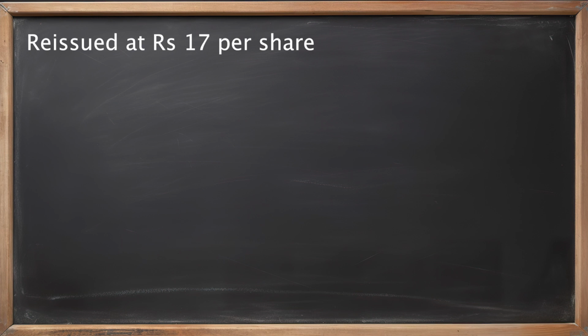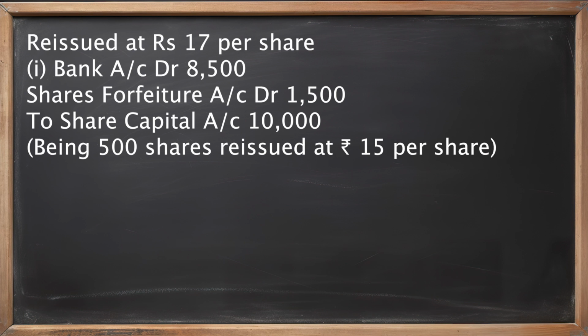It may be noted that whenever the total amount on a share is called up by the company, then the called up amount is equal to the face value or the nominal value of the shares, like in this case. The next entry, which is half of the shares, that is 500 shares reissued at the rate of rupees 17. The entry would be bank account debited rupees 8500, that is 500 shares multiplied by rupees 17.